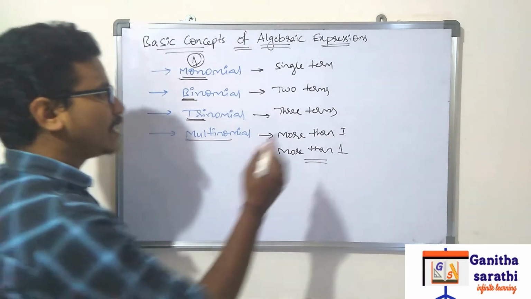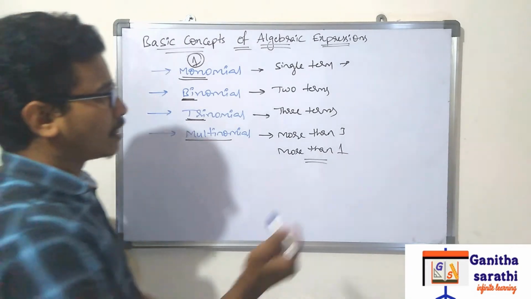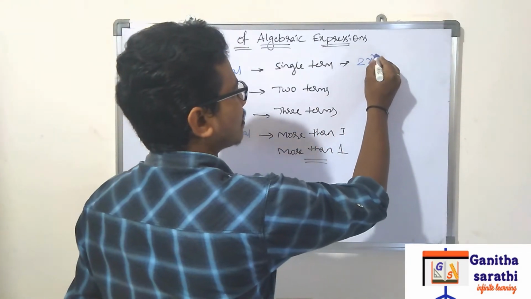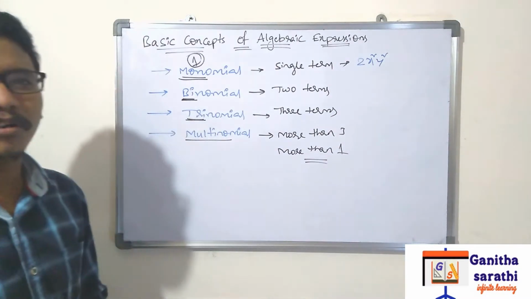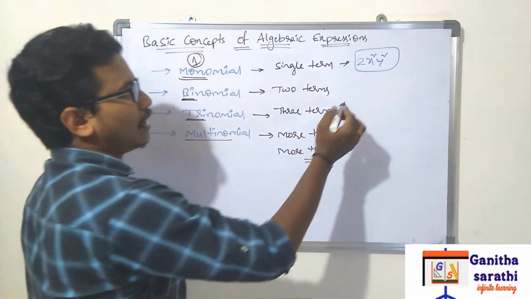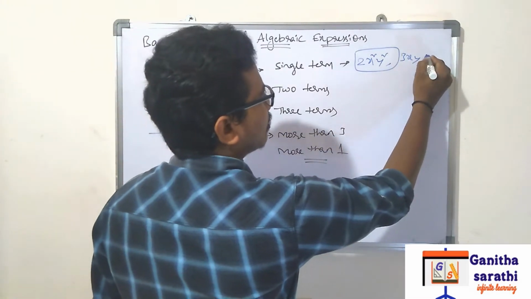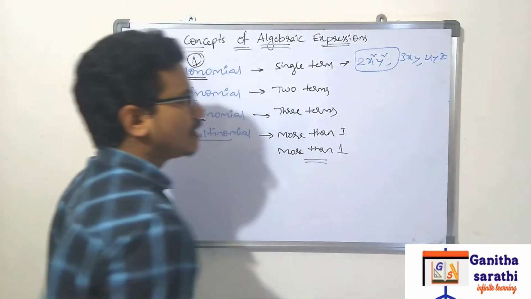Okay, so now what is a single term? You can take a single term. Single term means, see, 2x square y square. Is this a single term or not? Yes, this comes under a single term. Okay, and take another example, 3xy. This is also a single term. 4yz, this is also a single term.